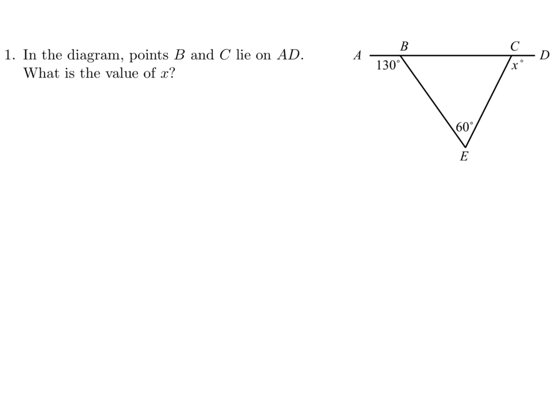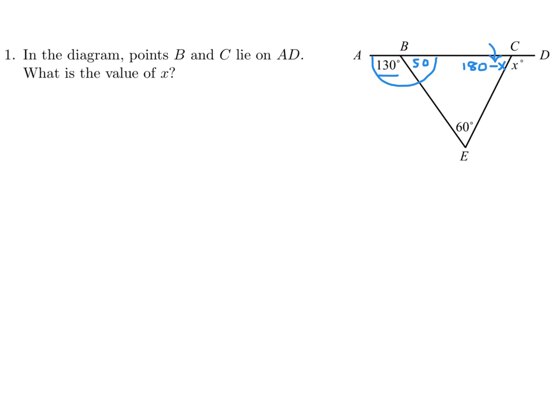In the diagram, points B and C lie on AD. What is the value of x? This is 130 right here, so this obviously has got to be 50, since these angles together have to add up to 180. And similarly, this angle here is going to be 180 minus x.